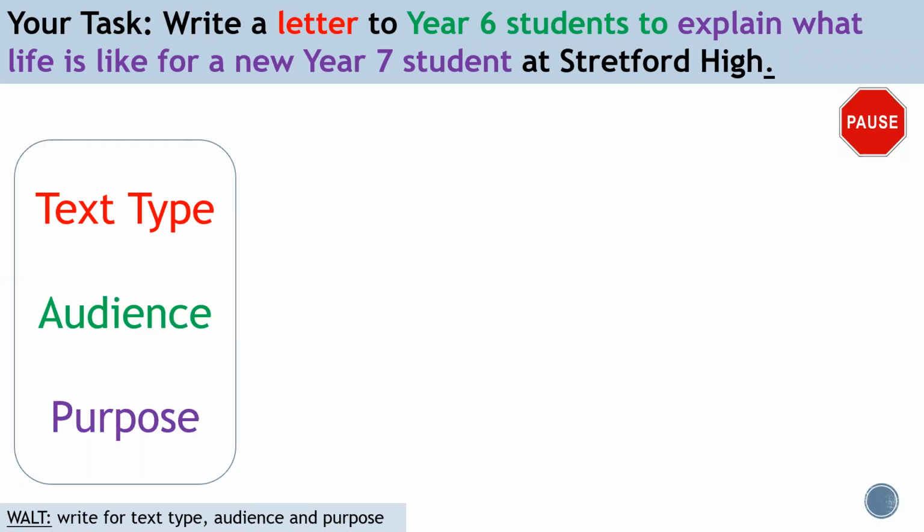Okay, so we need to TAP our task. This is exactly what you would do in your GCSE exam. So the question is: write a letter to a Year 6 student to explain what life is like for a new Year 7 student at Stratford High. Just pause the video for a minute to see if you can work out what the text type, audience and purpose is in this question.